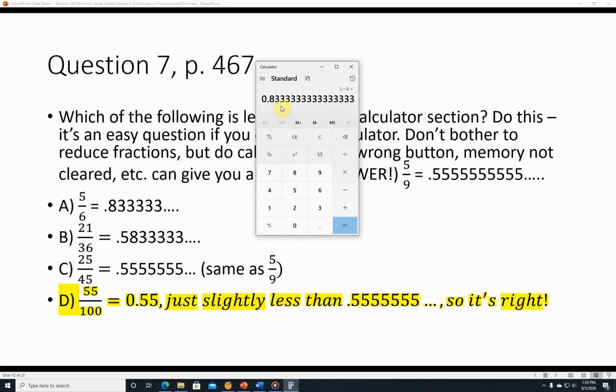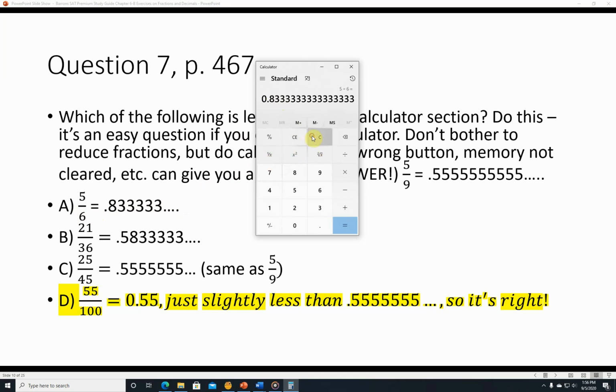Not that you can use your cell phone calculator anyway, but just make sure your memory is clear and do the calculation twice to make sure you have it right. So here this is 0.83333333 repeating. So we know A is not right because that's considerably more than 0.5555555.